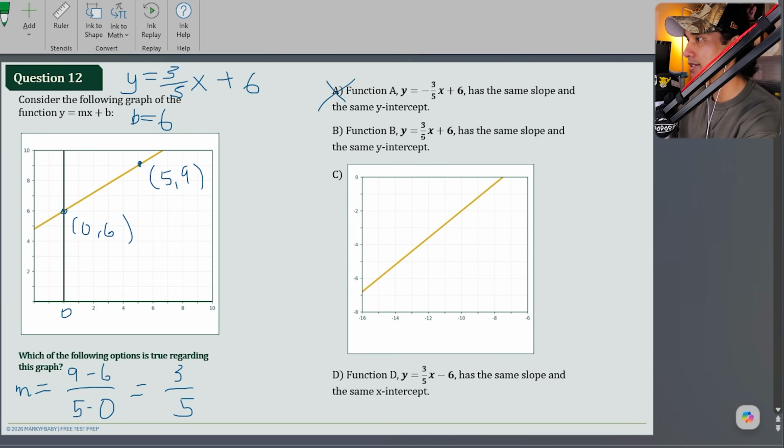Function B, y is equal to 3/5 x plus 6. Well, that matches exactly what we got. So I will choose B, then we move on. But again, for the sake of this video, let's go ahead and look at answer choice C.